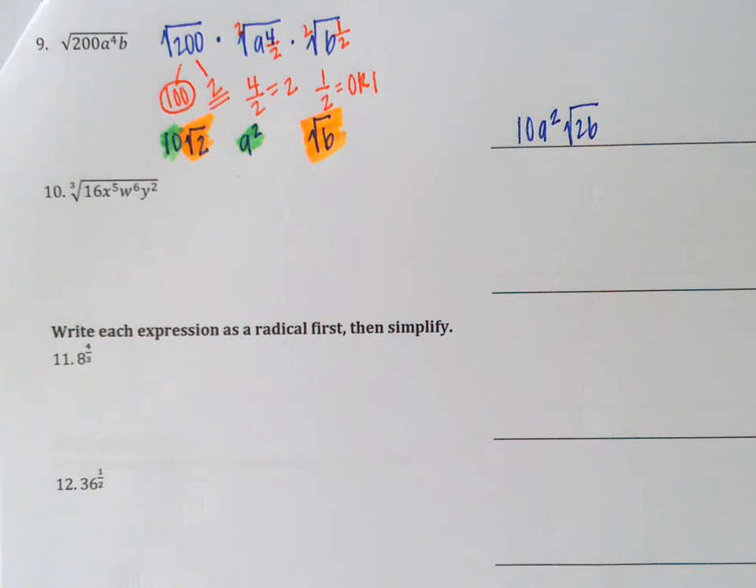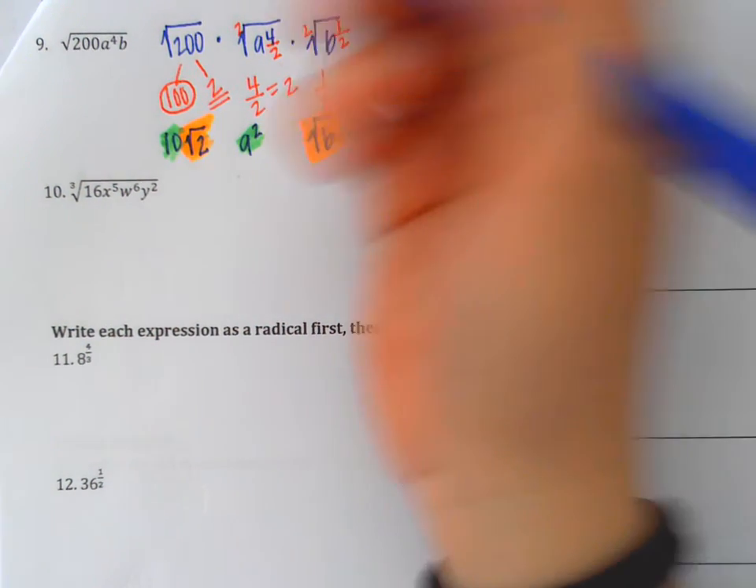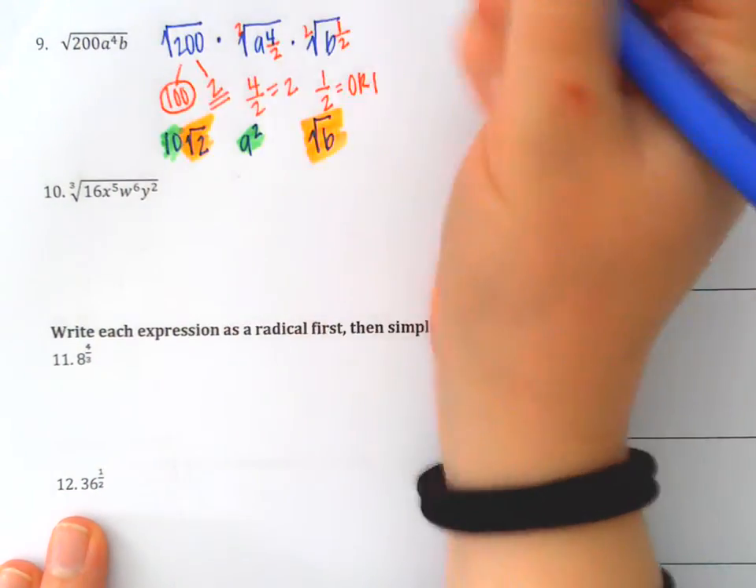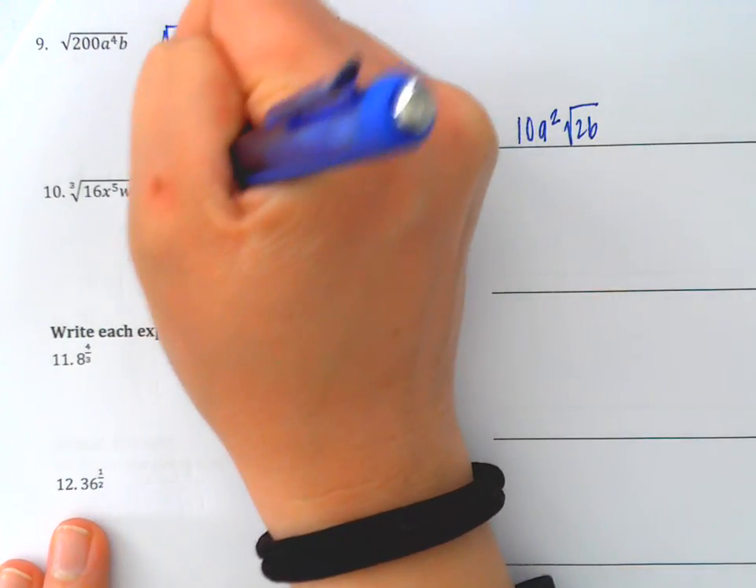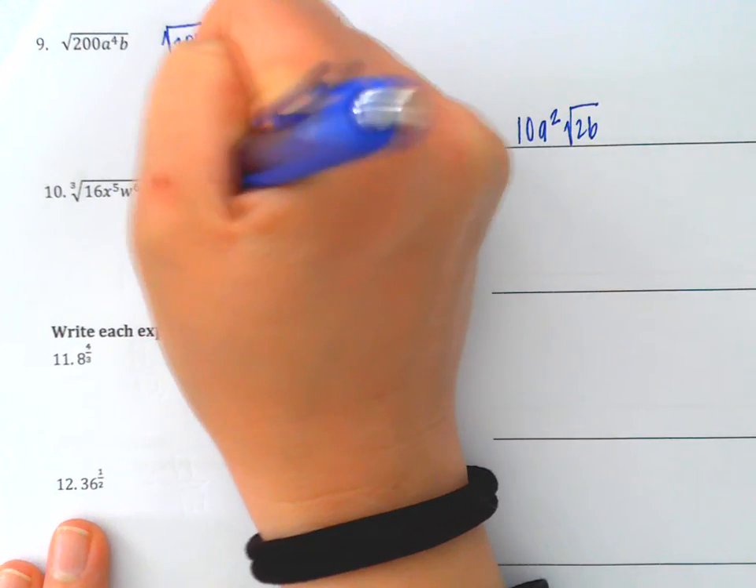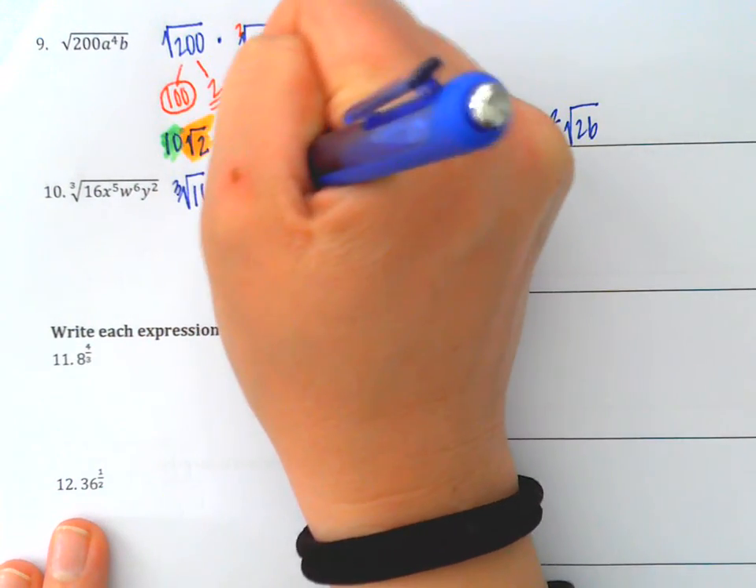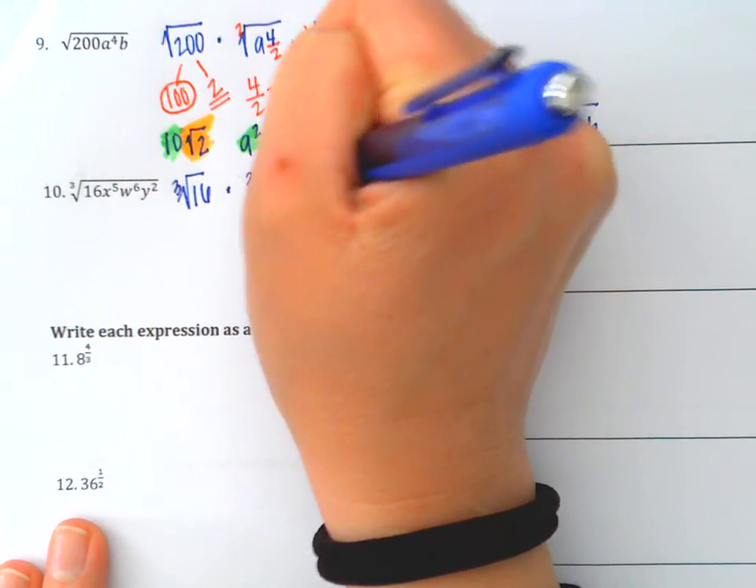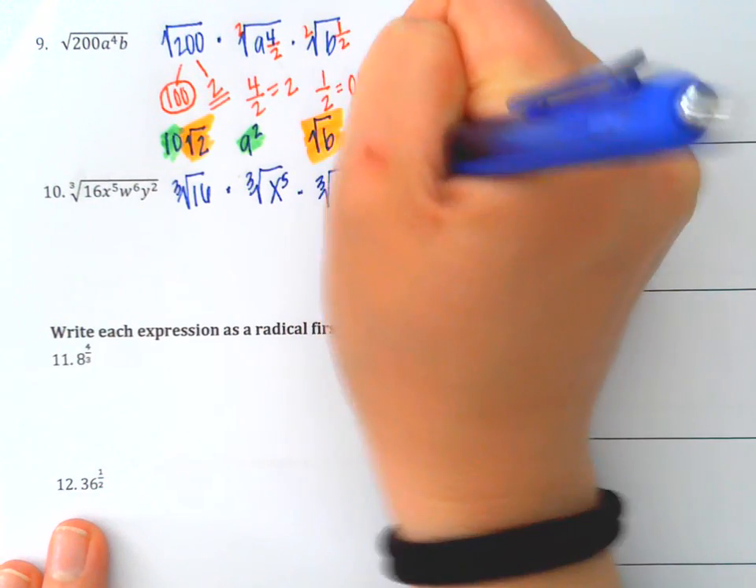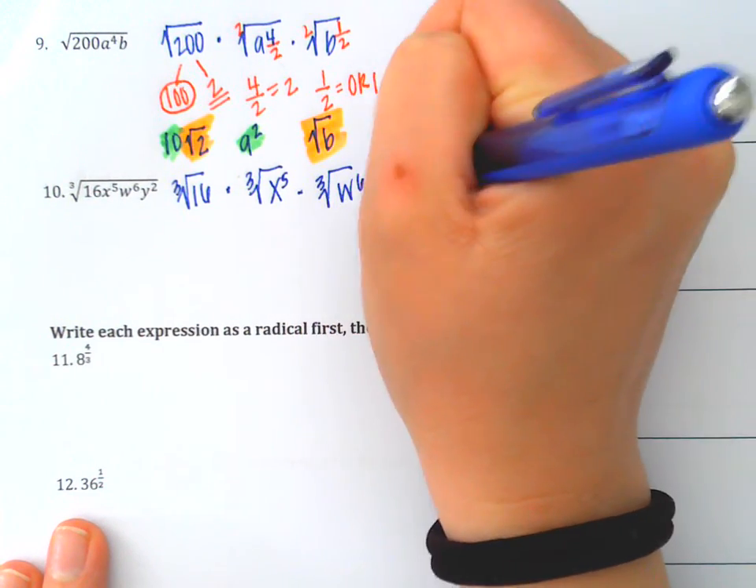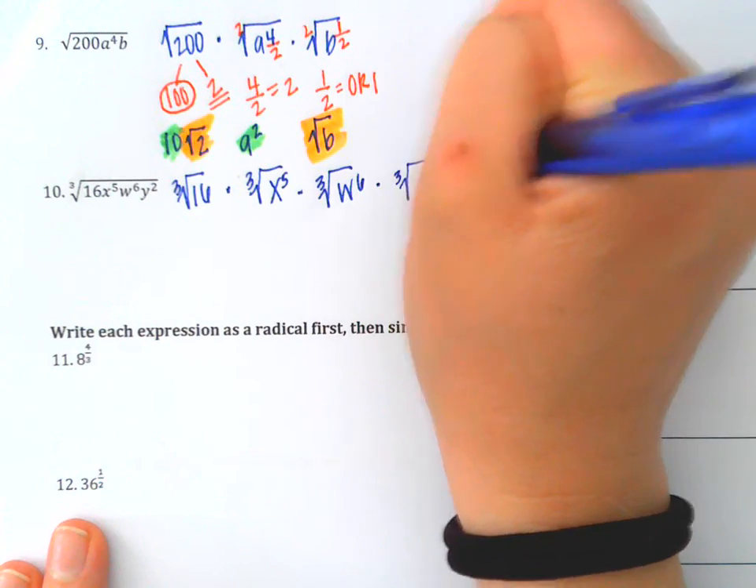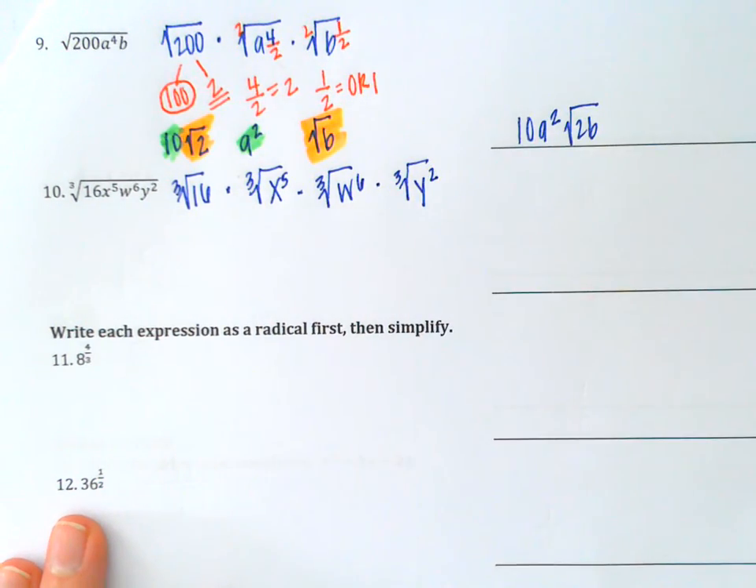Okay, the last one is now dealing with cube roots. So still, we're going to break it up exactly the same as we did up here. So cube root of 16 times the cube root of x to the 5th times the cube root of w to the 6th times the cube root of y squared.